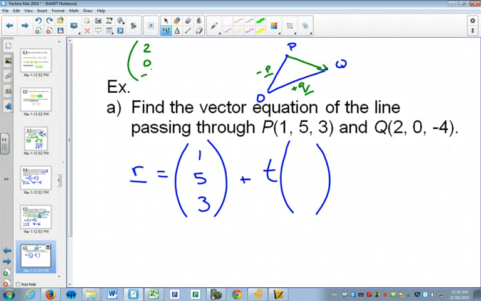So (2, 0, -4) minus (1, 5, 3) is (1, -5, -7).